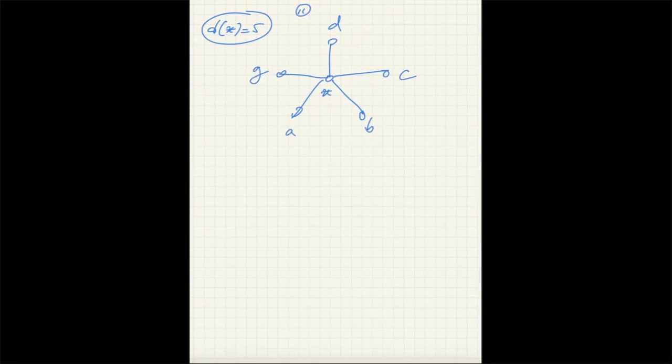Now, the hardest case is that the degree of X is 5. Okay. Say we have something like this. So this is a vertex X, and we have its neighbors A, B, C, D, and let's call it G. Let's keep E and F. And now the hardest case is on every proper coloring of gamma prime. These vertices get different colors.